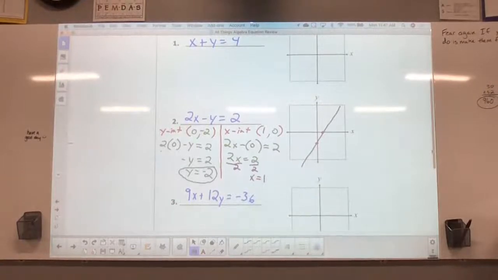We don't care if we know this one, but we know what. One point of the y-intercept, my x is going to be what? 0.